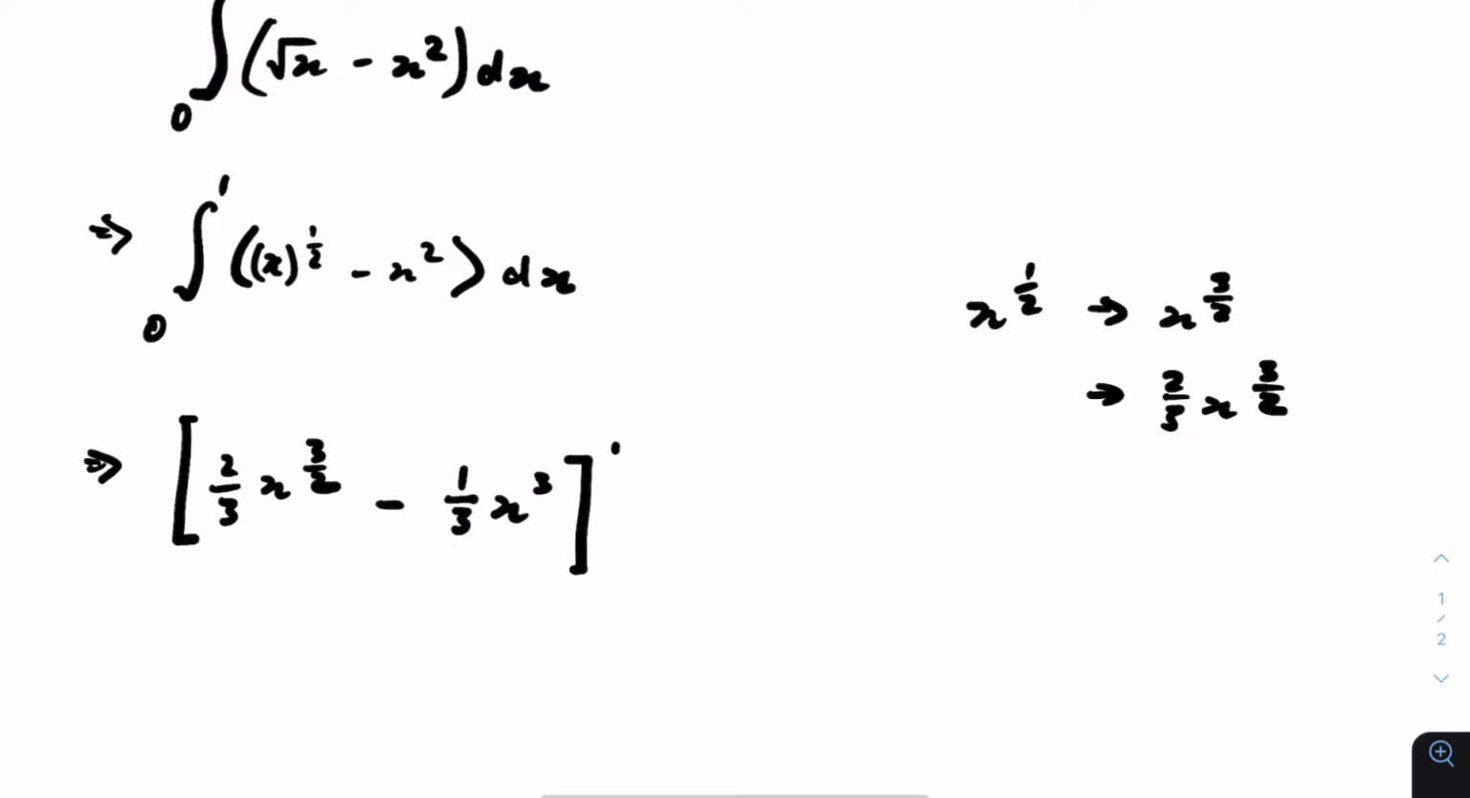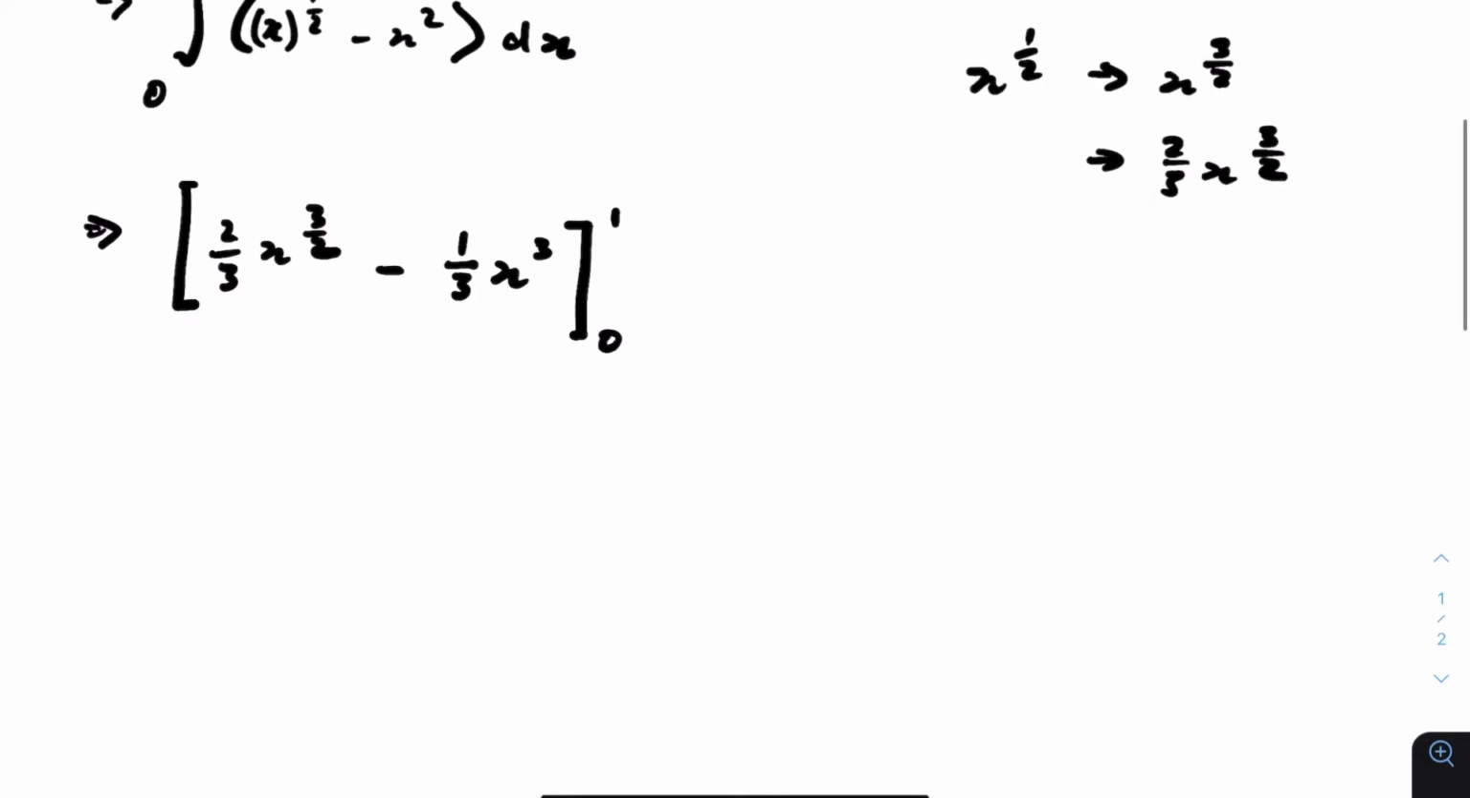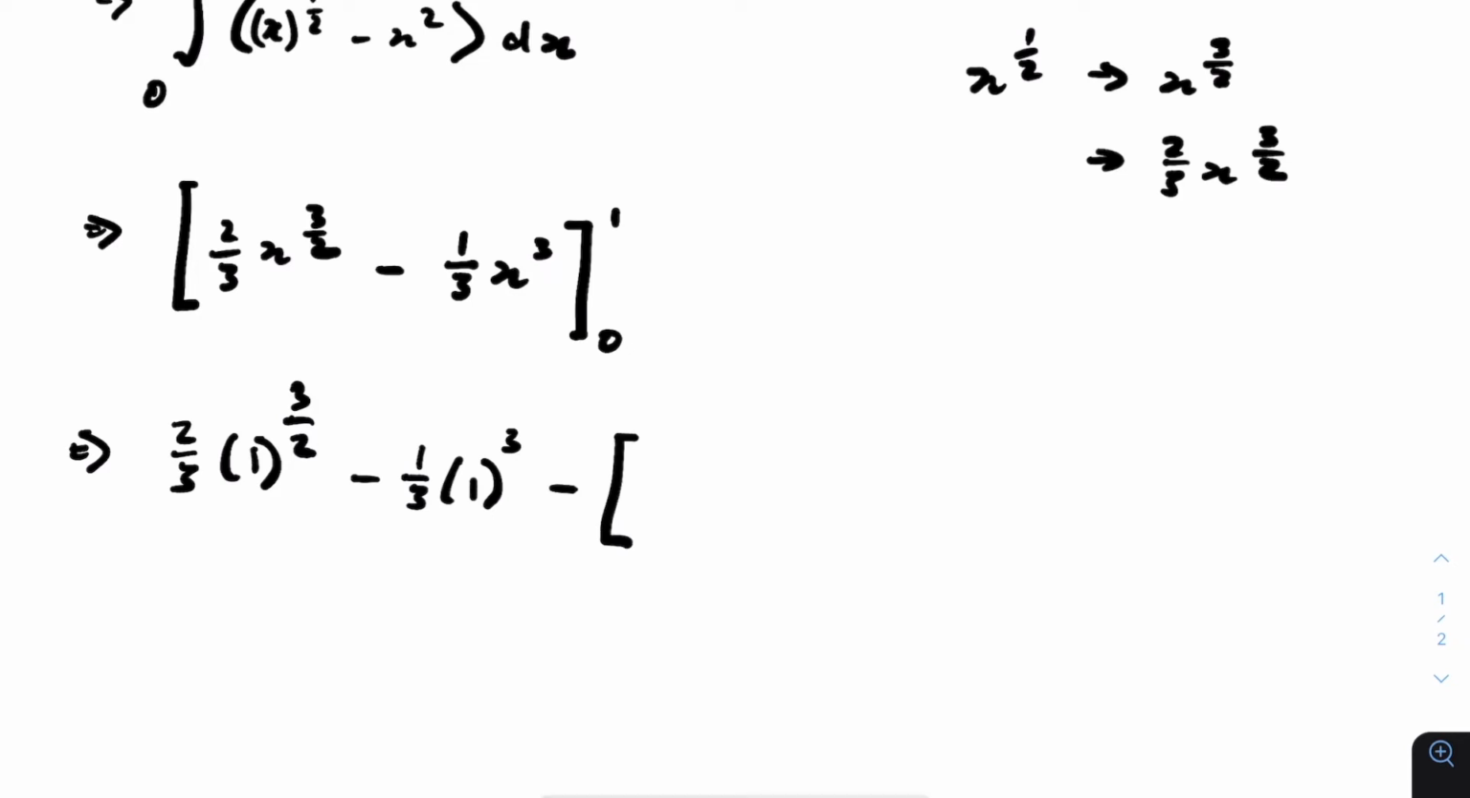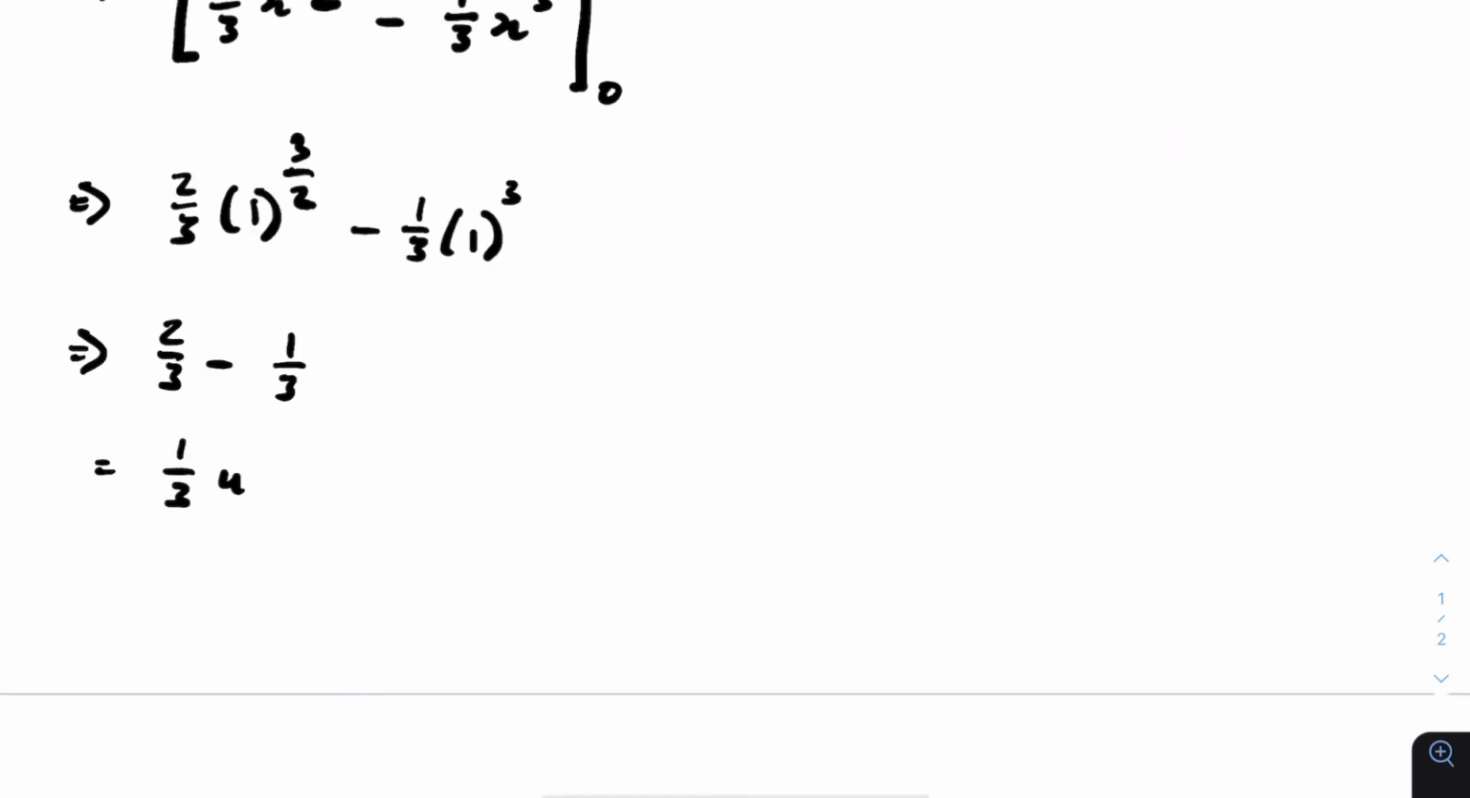Now we just need to apply the lower and upper bound. When we do this, we get 2 over 3 times 1 to the power of 3 over 2 minus 1 over 3 times 1 cubed, and then that's subtracted from the lower bound. If you notice, if you put 0 into all of these, it just becomes 0, so we don't need to subtract anything. When we evaluate this, we get 2 over 3 minus 1 over 3, which is just equal to 1 over 3 units squared. So that's our calculated area.